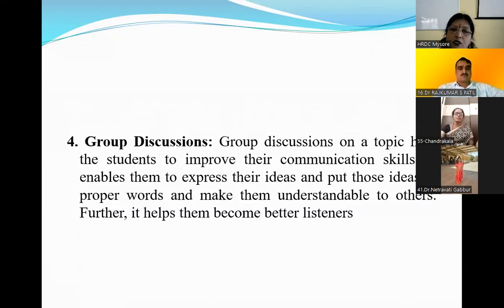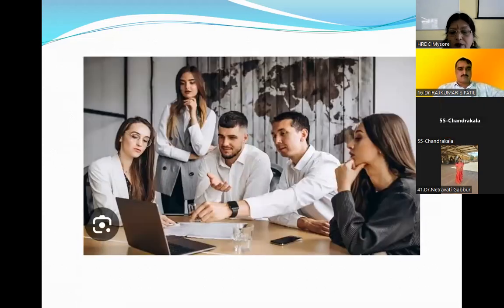Group discussions. Group discussions on a topic help the students to improve their communication skill. So various topics are given to the students. They discuss in groups and they come out with a presentation after discussion. So this will help them to put in their ideas, search for information, who will present what. Okay, so they know their roles and responsibilities.